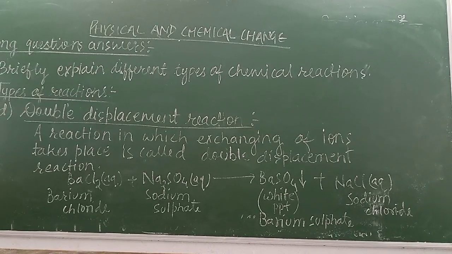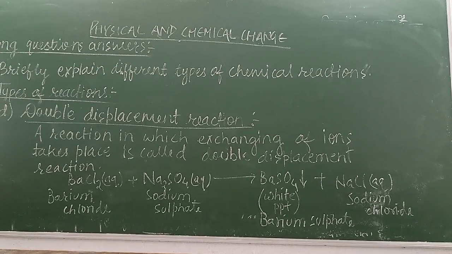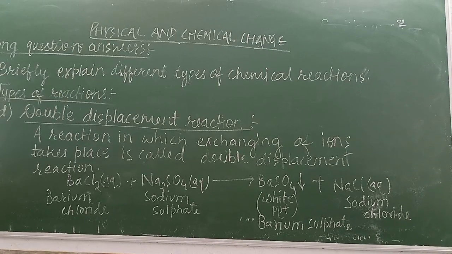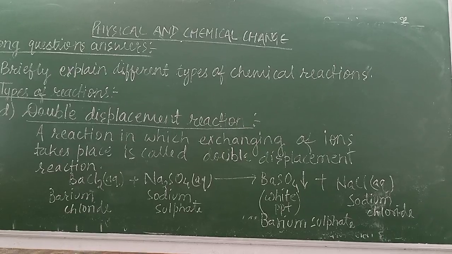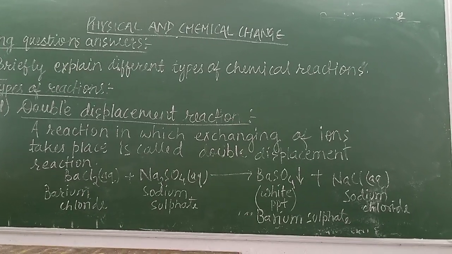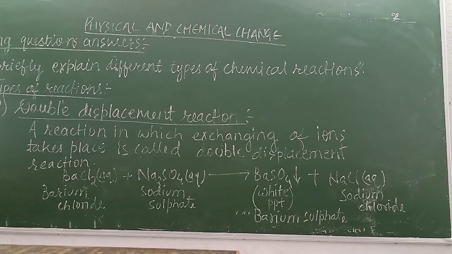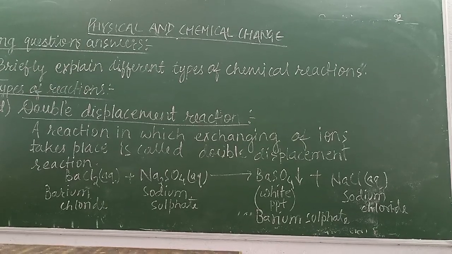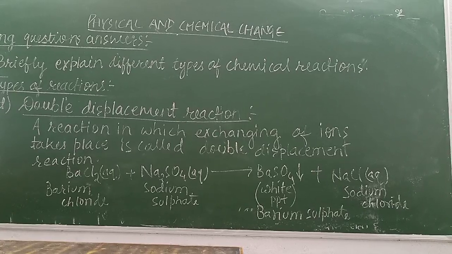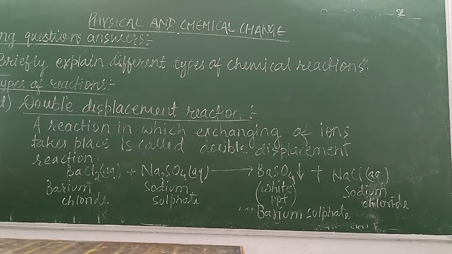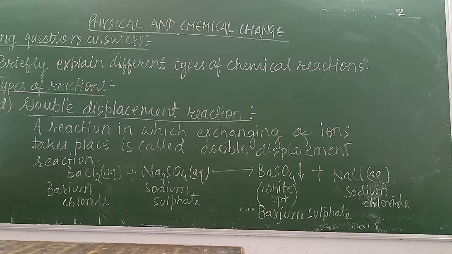So in this reaction, exchanging of ions takes place. Barium, which is positive charge, and chloride ion, which is negative charge, and sodium positive charge, and sulfate, which is negative charge, exchange there, and barium reacts with sulfate, and chlorine is attracted toward sodium ion, then it forms sodium chloride and barium sulfate respectively.